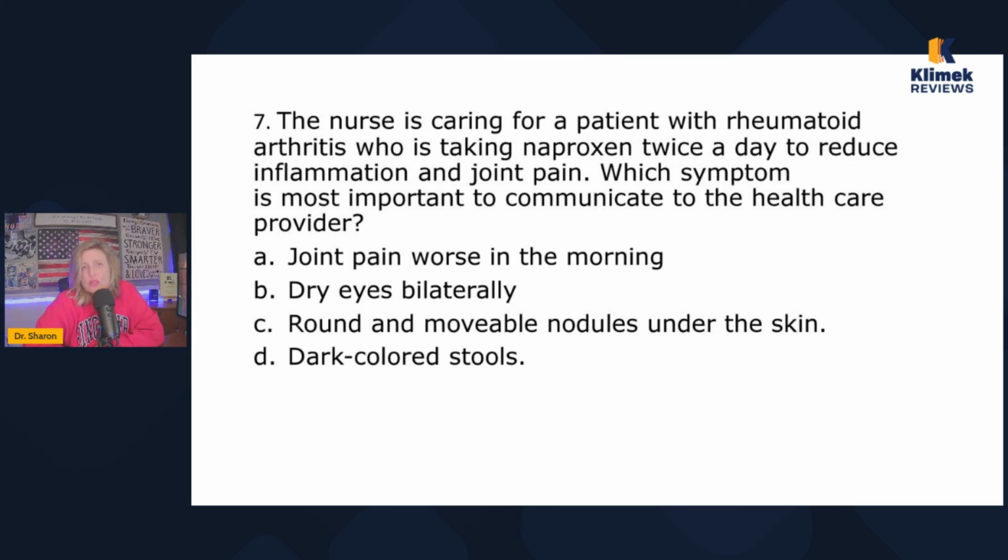Dark colored stools usually indicates bleeding, and they're taking Naproxen, which is anti-inflammatory and can cause gastric irritation, which can cause bleeding. So what you don't say is, well, dark colored stools would be normal when you're taking Naproxen. No, it wouldn't. The disease is rheumatoid arthritis. We're looking for things that are expected with rheumatoid arthritis, not things that could happen with Naproxen, because this is an unexpected finding. We don't want someone to have dark colored stools when they start taking Naproxen sodium. Even if you say, well, it could cause gastric irritation.